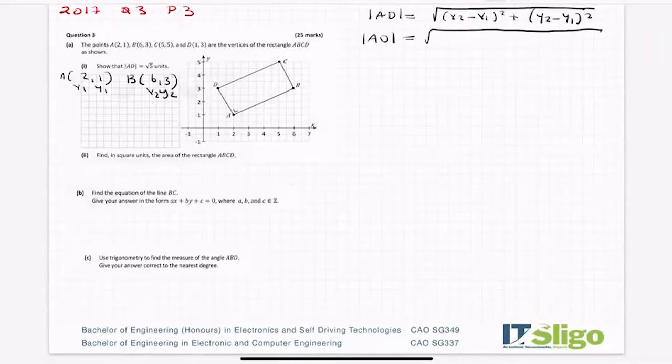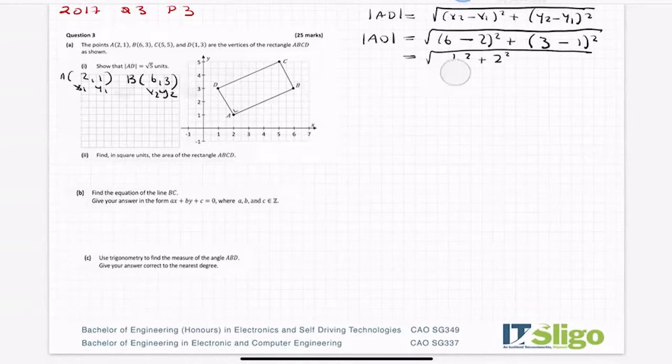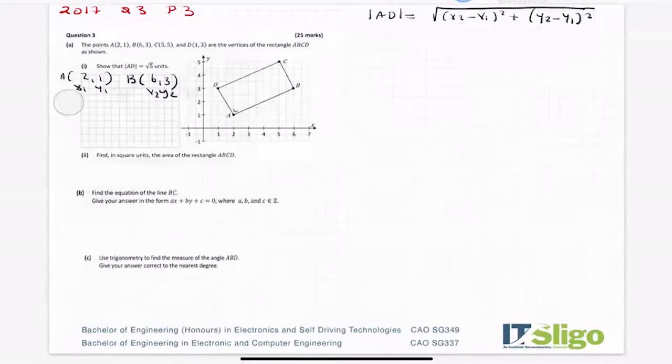So then the length of AD, I'm going to sub in those values. So x2 is 6, minus x1, which is 2, squared, plus y2, 3, minus y1, squared. You can work it out separately or put it all into the calculator. I tend to just put it all in. Oh, sorry, I'm getting the distance between A and B. No wonder I'm not getting root 5.